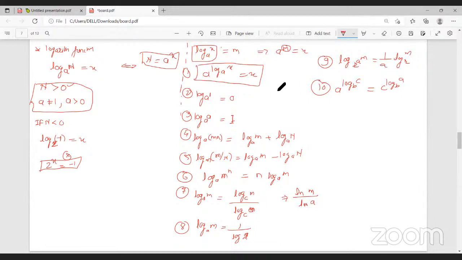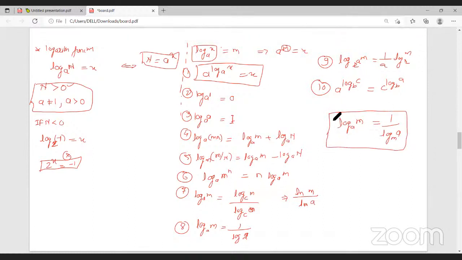I hope you understand this basic definition. Can you please say the 8th one, sir? Number 8 property: log of m to the base a, I can write it as 1 upon log of a to the base m. I can interchange the base and the number. I didn't know that one. So all these properties you have to remember because it will be easier to simplify the equation, right?